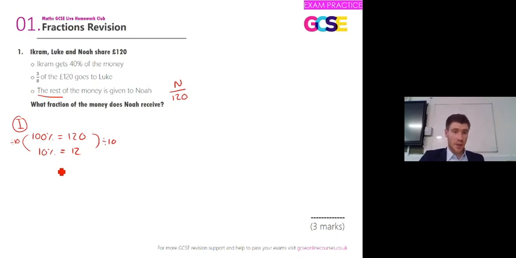So 12. And now we skip up to 40%. Again, quite straightforward. To get to 40%, we multiply our 10% by 4. 12 times 4 is £48. Okay, so Ikram gets £48. That's logical, it makes sense. Ikram is there. Let's move on.